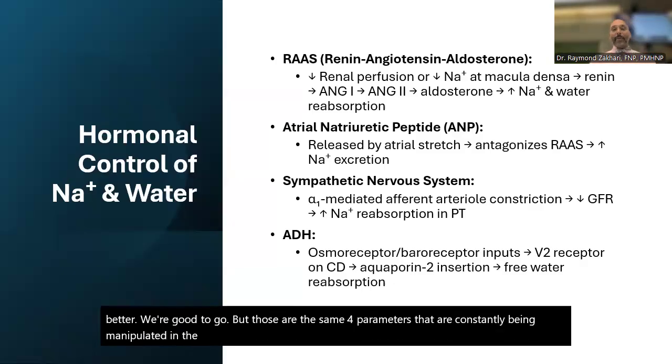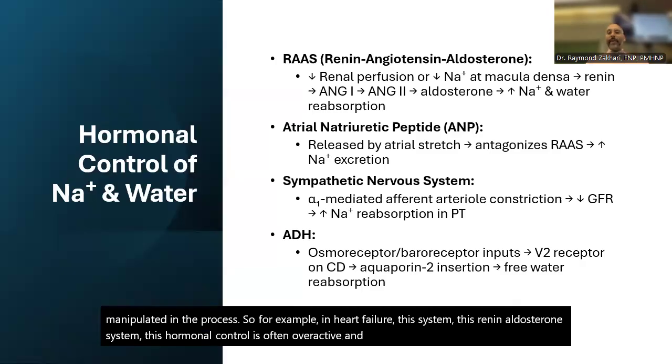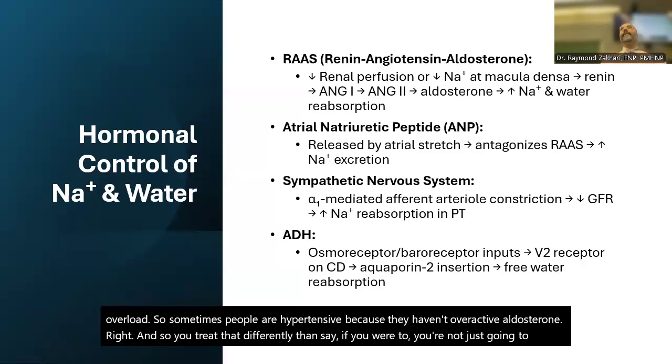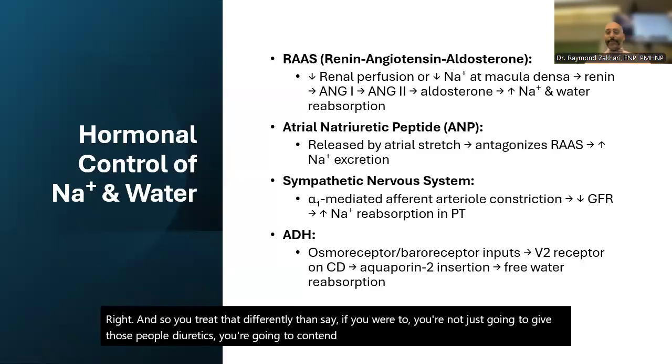So for example, in heart failure, this renin-aldosterone system, this hormonal control is often overactive, and that's what causes the fluid volume overload. So sometimes people are hypertensive because they have an overactive aldosterone, right? And so you treat that differently. You're not just going to give those people diuretics, you're going to contend with the aldosterone.